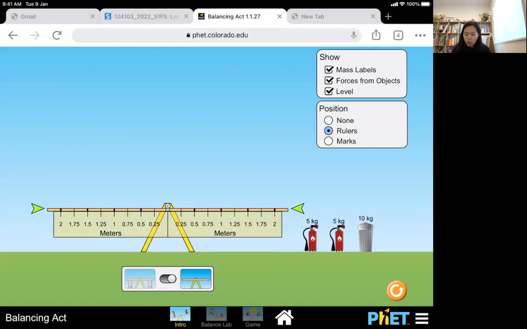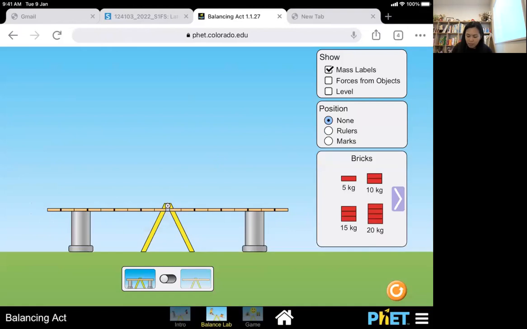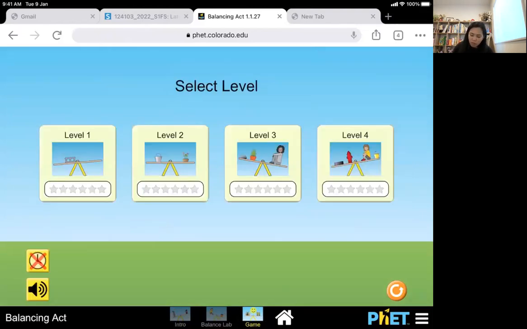So I will let you go through the worksheet, let you go through the activity using this PhET simulation here, at least for the first part, and then you can go to the second part where you will try to find the masses of these mystery objects, and then there's a game that will bring everything together.